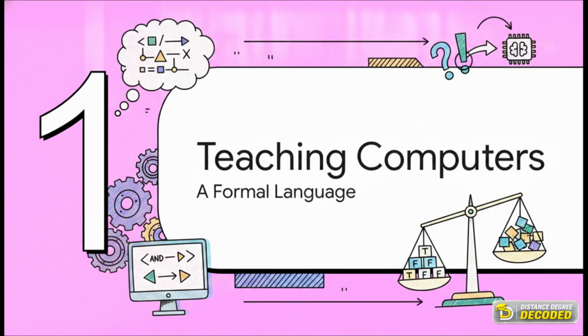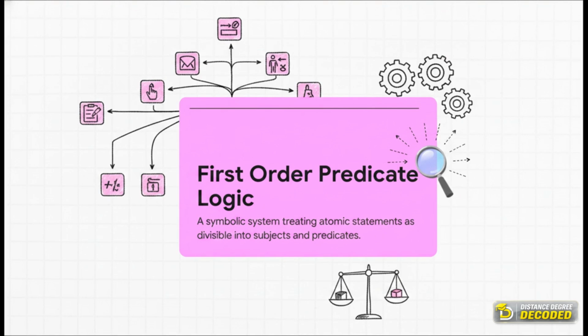Section 1. Teaching computers to reason. The need for a formal language. Enter our formal language of choice, first-order predicate logic, or FOPL for short. Now, what's great about FOPL is that it doesn't just look at a sentence as one big indivisible block. Instead, it digs deeper. It acts almost like a strict grammar teacher, treating basic undivided sentences, which we call atomic statements, as totally divisible into subjects and predicates. This grammar teacher approach is absolutely crucial because it allows the computer to understand the deeper underlying structure of our arguments so it can establish if they're actually valid.